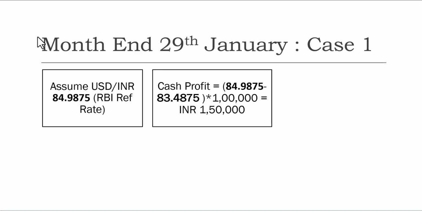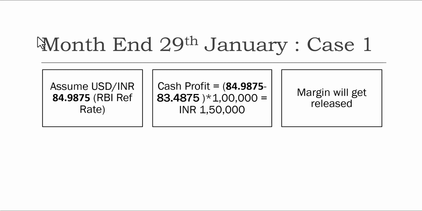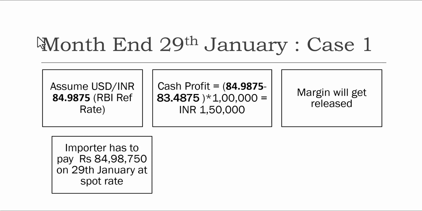Here I am making a gain. Now I will get a gain of 1,50,000 from the stock exchange, from the guy who has accepted my position. Okay, fine. So the margin is going to get released on that particular day because that's the last day and the transaction is concluded. Then the importer, because the RBI has given the spot rate of 84.9875, assuming that's the rate taken by the bank, it will be more or less, some ticks here and there. I have to make a payment to my banker. How much?